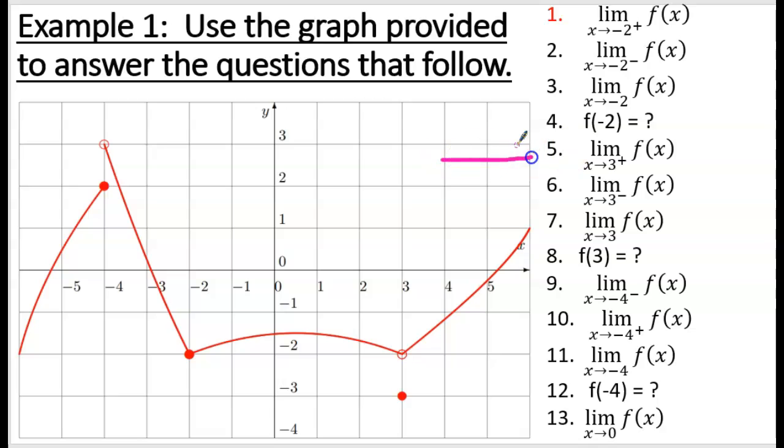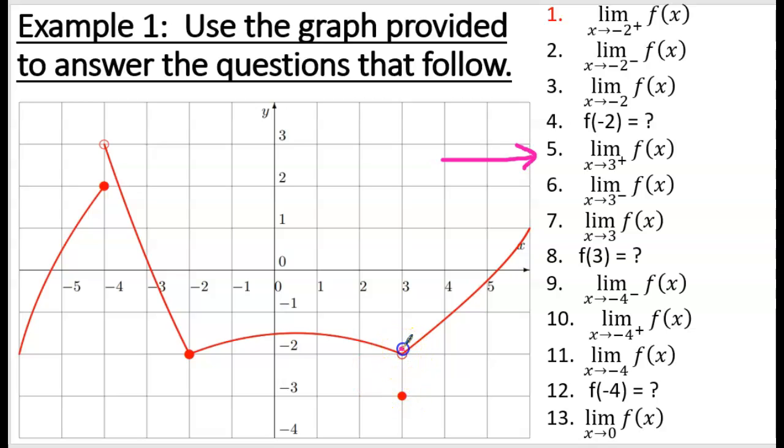Let's take a look at number 5. So what x value am I approaching first of all? I'm approaching 3. From which side? The right side. So let's find our spot where x equals negative 3. There's 2 places where x equals negative 3. Here and here. Now, just so you understand though, this is an open dot and this is a closed dot.